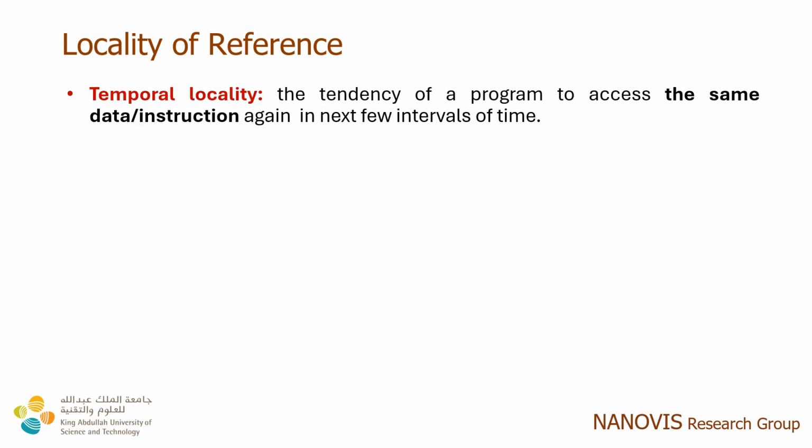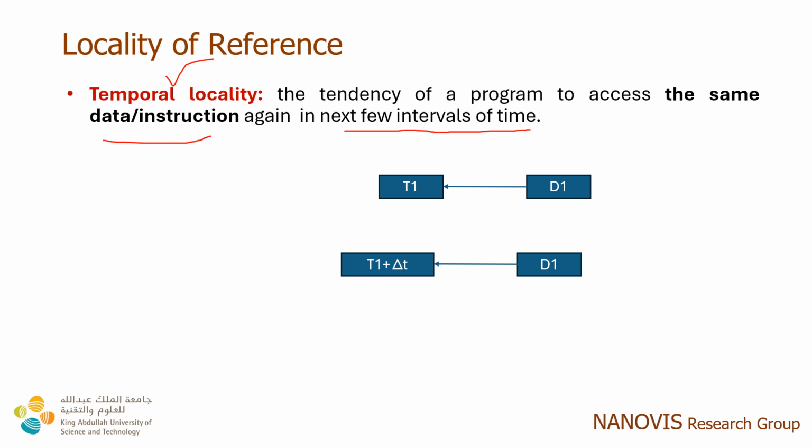There are two types of locality of reference. One is temporal locality, which means the tendency of a program to access the same data and instruction again in the next few intervals of time. What does it mean? For example, the CPU accesses data D1 at time T1. After some time, it's highly probable that the CPU will access the same data again. This is called temporal locality.